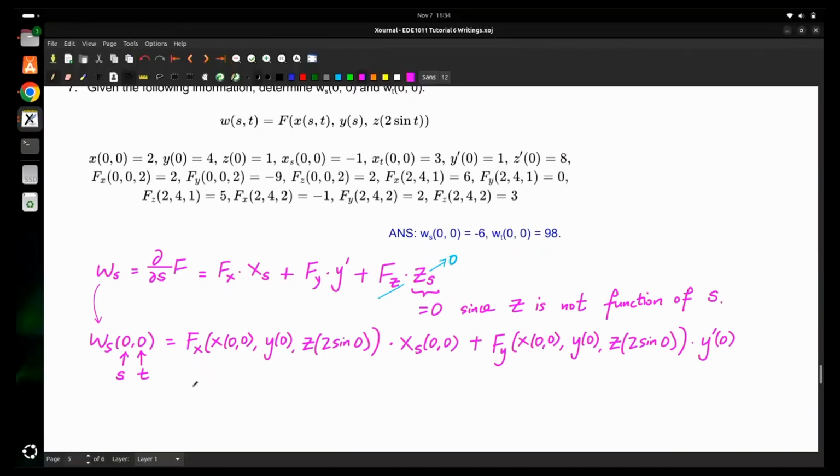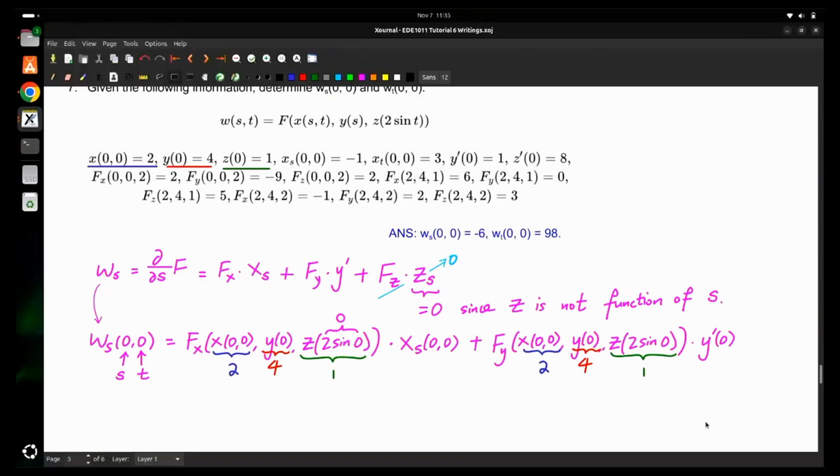So what is the X at 0, 0? The X at 0, 0, okay, let me write in blue. This guy. X at 0, 0 is 2. So that means this is F at 2, comma. So what is Y at 0? Y at 0 is 4. So this guy is 4. Then the Z, so 2 sine 0 is actually 0. So Z at 0 is 1. You see, so it must be F sub X at 2, 4, 1. Any objection? You cannot use other coordinate. Let's say I give you 0, 0, 2. If you use this one, wrong.